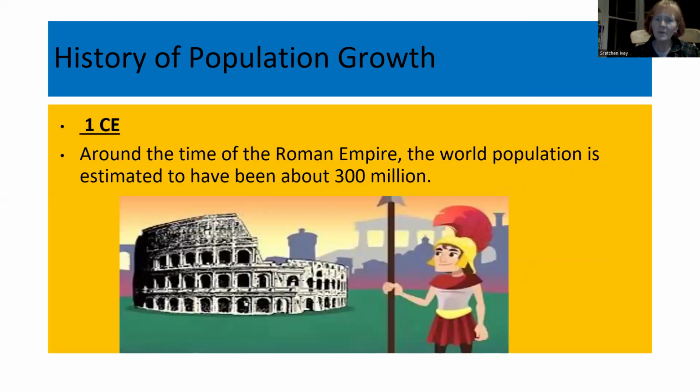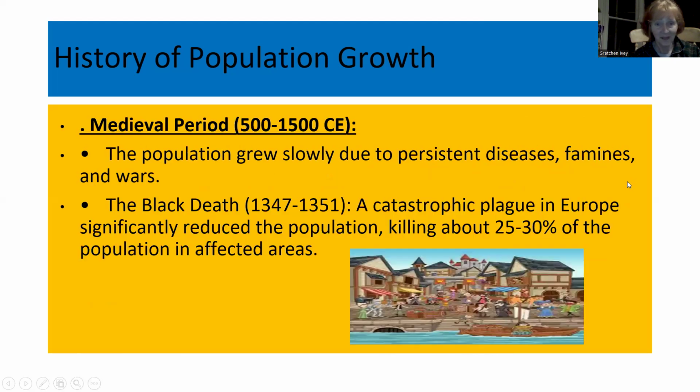Okay, so about the time of the Roman Empire, the world population is estimated to have been about 300 million. From there to the medieval period, the population grew slowly due to persistent diseases, famines, and wars. We had something called the Black Death. Well, there were two of them, actually. It was a catastrophic plague in Europe that significantly reduced the population, killing about 25 to 30% of the population in affected areas.